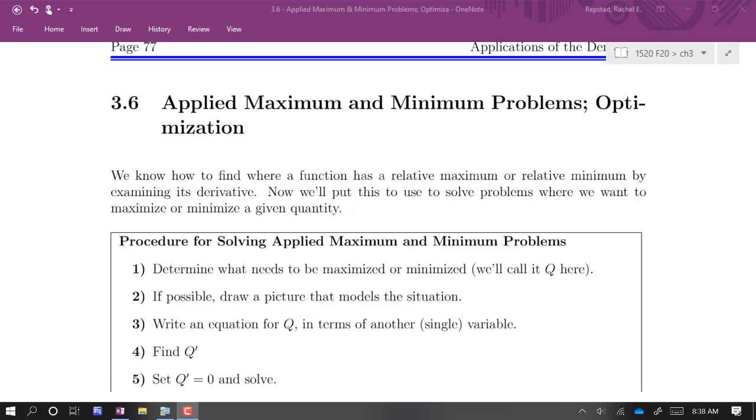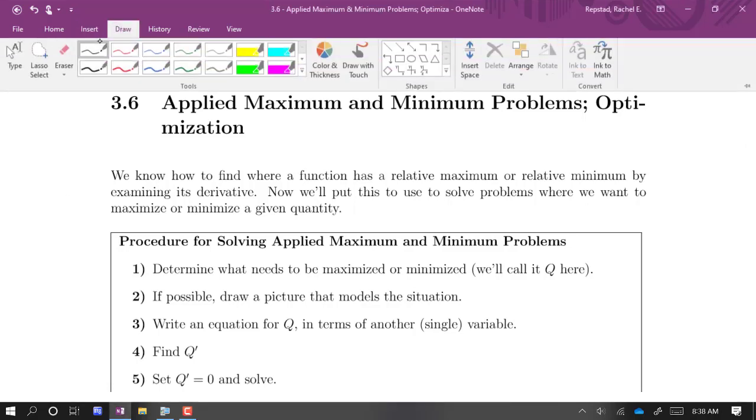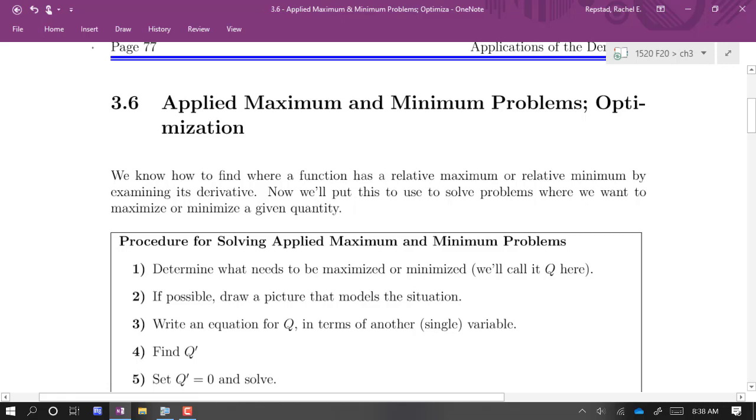We're going to finish up this chapter on applications of the derivative by doing some applied maximum and minimum problems. Most textbooks would call this optimization. These problems are all word problems, like most of what we do in this chapter.